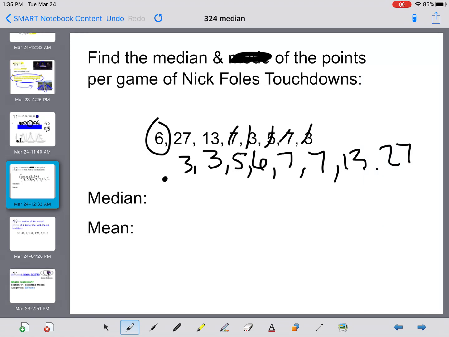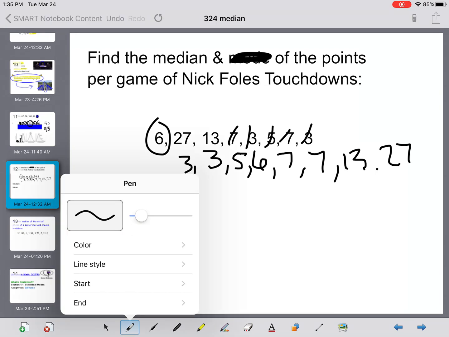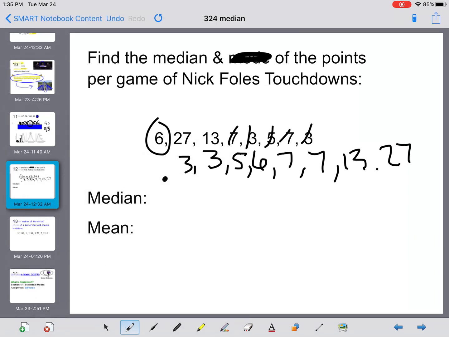13, 27. So, looking at this, what this means is the number of touchdowns Nick Foles scored in a season. So, would you consider this 27 an outlier? I probably would. So, what we'll do is we're going to cancel out till we get to the middle. Well, between 6 and 7, I know that's going to be 6.5. So there's your median. Now let's find that mean.